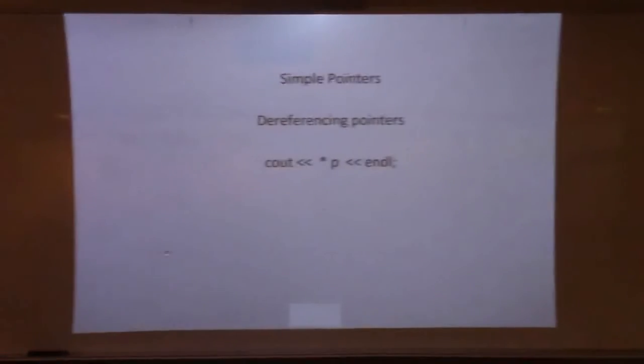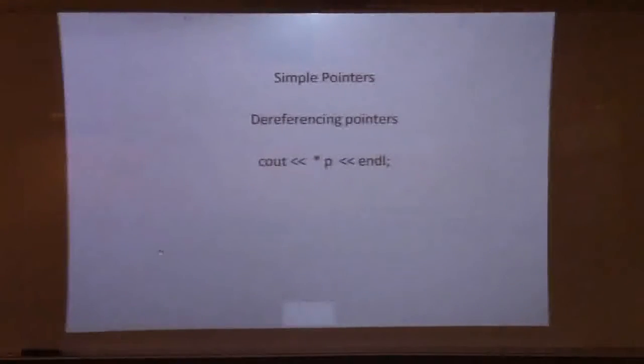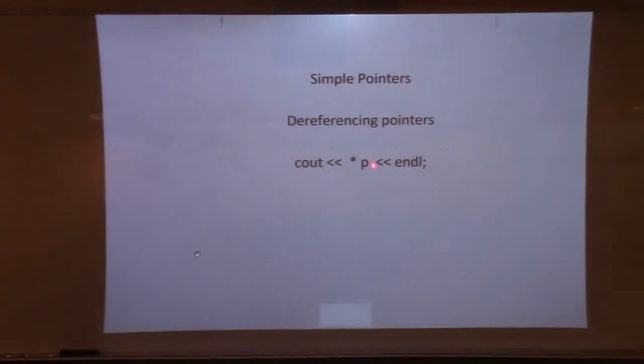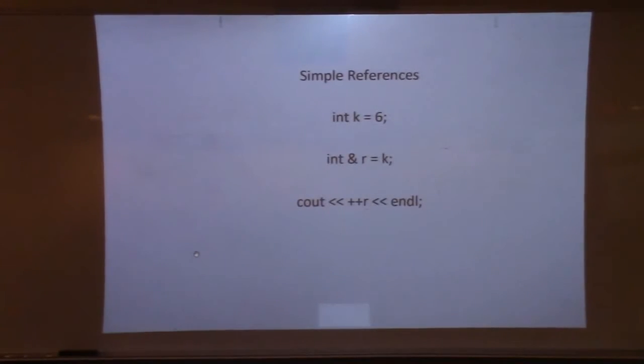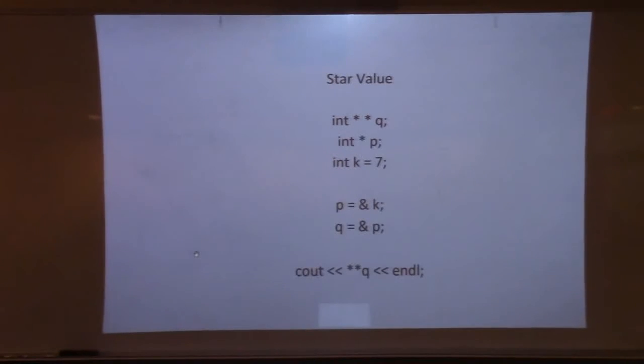Then we talked very briefly about dereferencing pointers. You understand what star p is, right? Star p is not the value of p, which is the address. It's the value at what p is pointing at. And p was pointing at n, so what p is pointing to, its value is 5. Okay, and then we talked about references. I'm not going to spend any time on that. I'm going to come back to that as we need it.